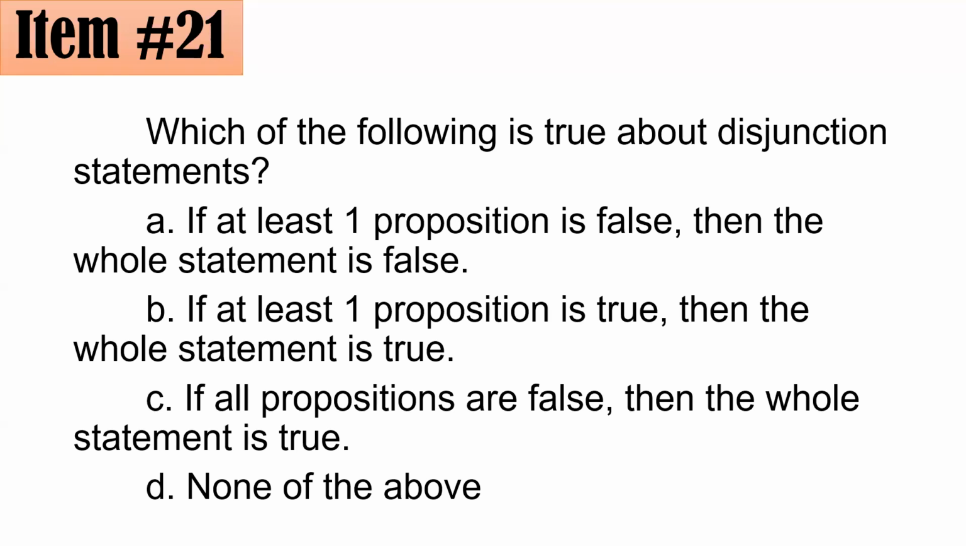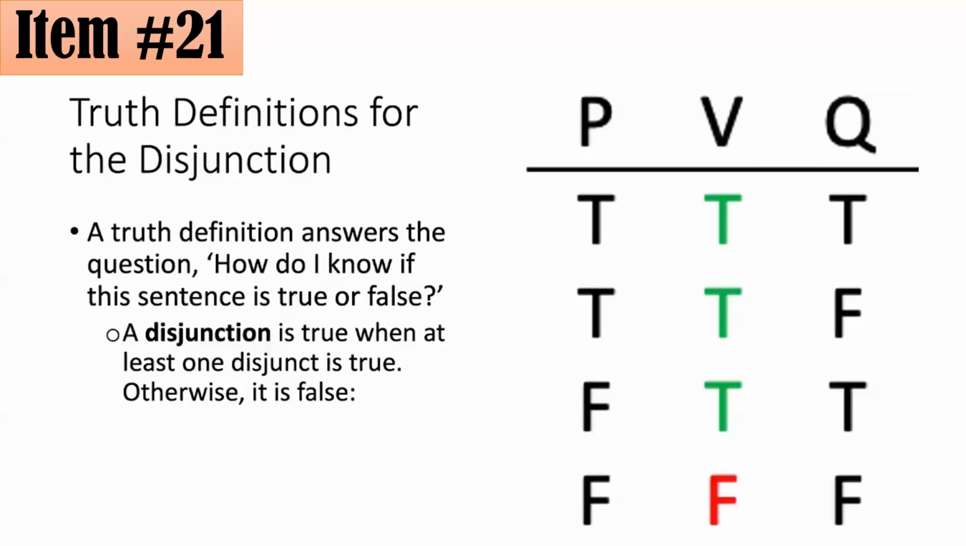Okay. Tandaan po natin ha. For the truth definitions for the disjunction, let me just reiterate my point. A disjunction is true when at least one disjunct or one statement is true. Otherwise, it is false. So, tingnan po ninyo, true or true, true. True or false, true. False or true, true. False or false, false. That's why, kung walang tama ni isa, false po yan. Pero kahit may isa lang na tama, true na po yan.